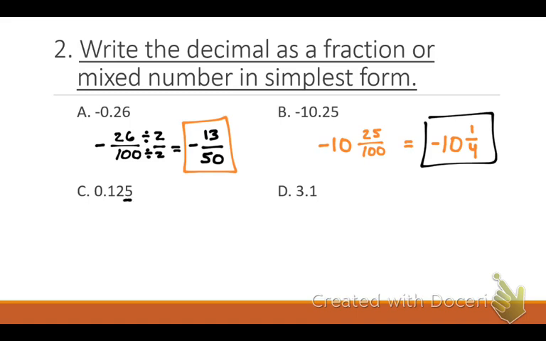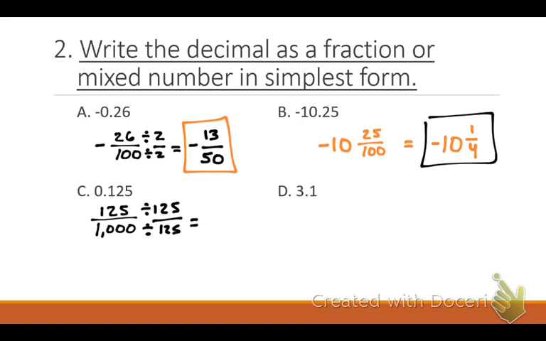Dominic, what place is the 5 in on 0.125? The thousandths place. So we know this is going to be 125 over 1,000. So 125 thousandths. Can that be simplified at all? Yes, it definitely can. Does anyone know what the biggest number is that can go into 125 that can also go into 1,000? What do you think? 25. Okay, anyone else have a different number bigger than that? 125, okay. That is true. 125 can go into both of these.